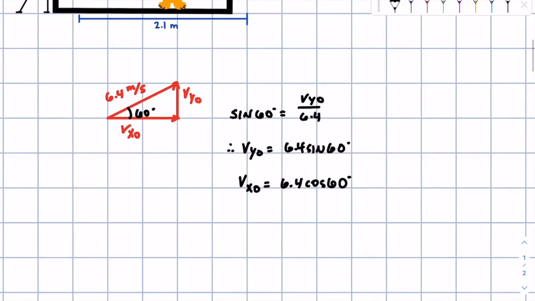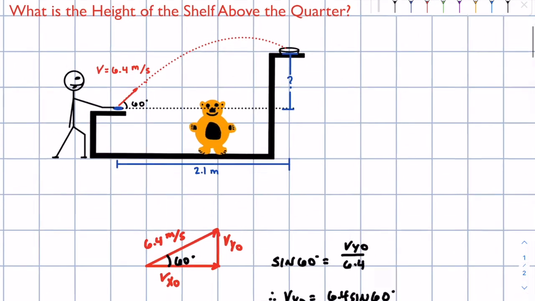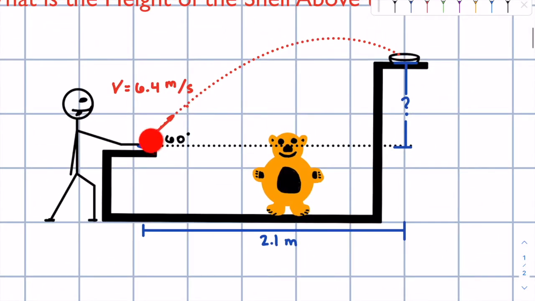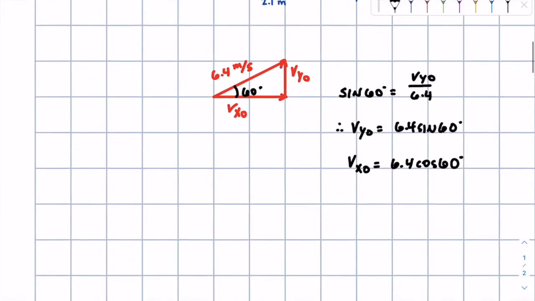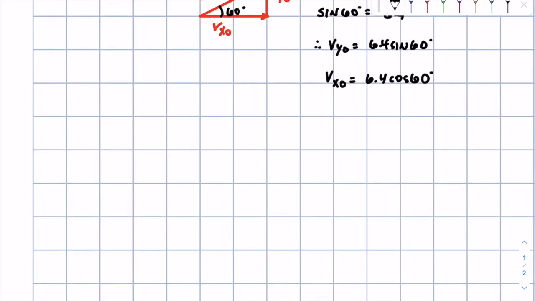Now we're going to move on to the kinematic side of things, and we're going to start off in the x direction. Let's write out what we know. Looking back at our picture, we know that the initial position is 0, and we can call the final position 2.1. So x initial is equal to 0 meters. x final is equal to 2.1 meters.